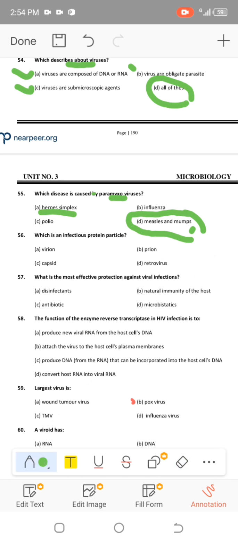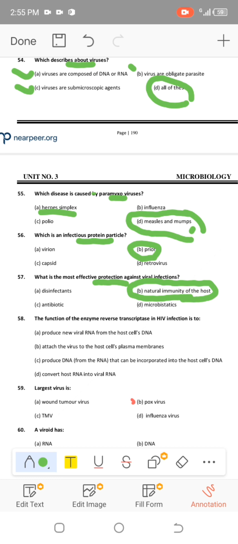Now we have question number 56: which is an infectious protein particle? If they are asking about infectious protein particles, the protein particle is basically prions. Now, which is most effective protection against viral infection? The natural immunity of the host is basically the most effective protection against viral infection, because immunity is the most important thing in any living organism.